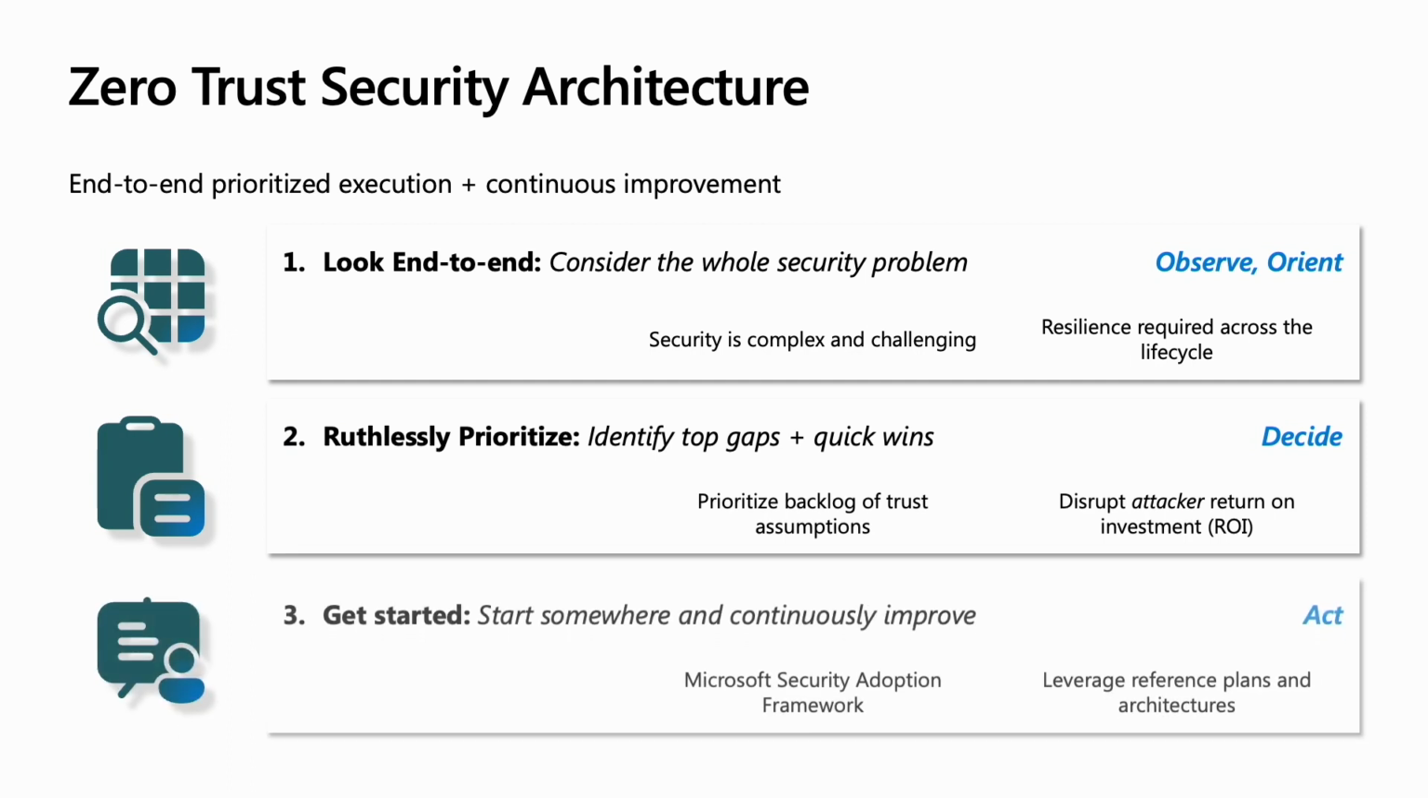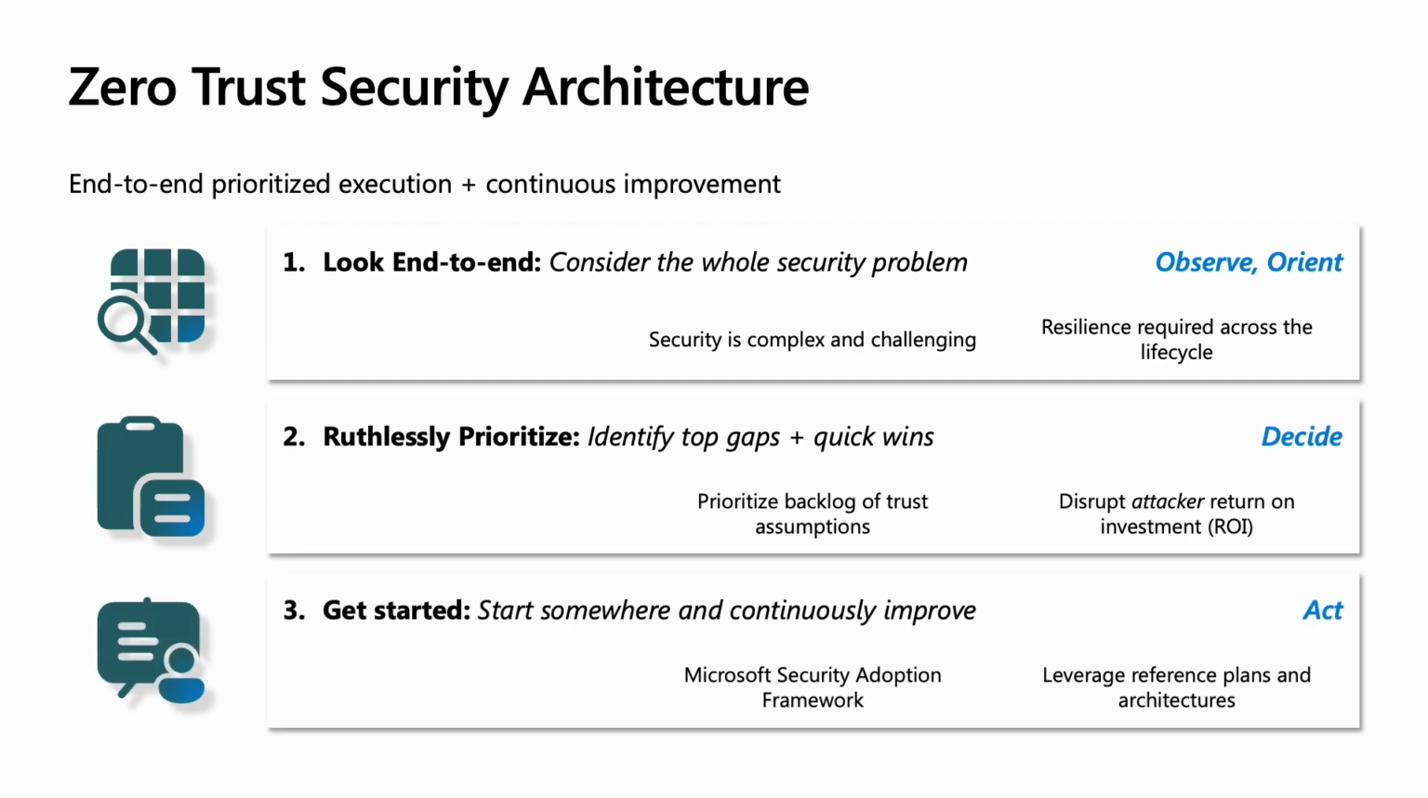And then three, just get started. Don't do analysis paralysis. Start somewhere. It doesn't matter if you start in identity, start in security operations. You want to have that big view and understand which direction you're going in, but you've got to get started and just continuously improve. Don't wait for the perfect solution. There is no such thing in this continuously changing world.